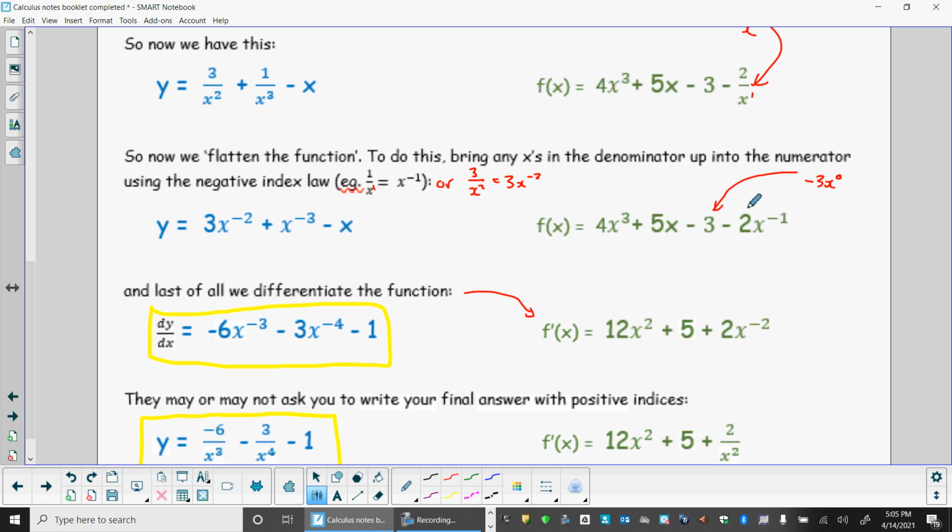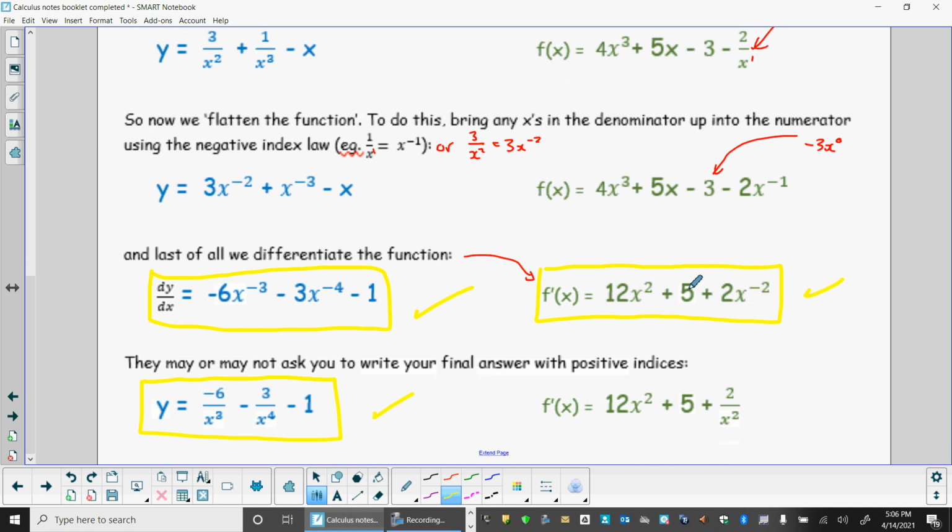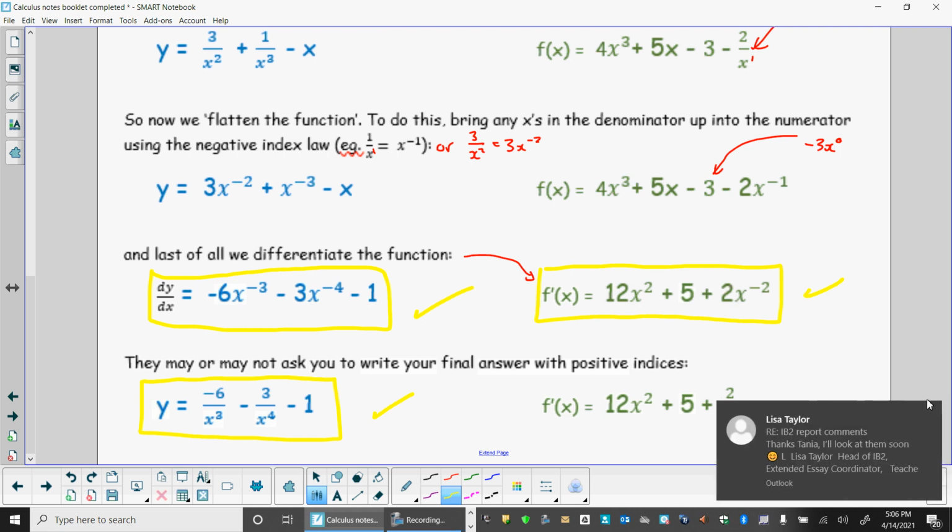And here, negative 1 times negative 2 makes positive 2 here. Don't forget to write the x. And negative 1, take away 1 is negative 2. So here's the derivative of this one. And if they don't ask for positive indices or no negative indices, that would be fine as an answer. If they do ask for positive indices, see that's a positive indice, doesn't have an index, so no problem.